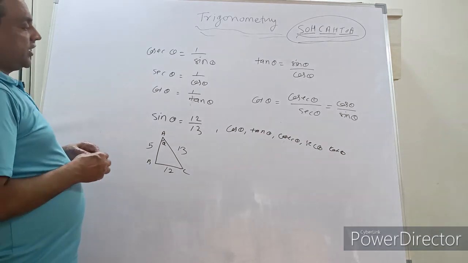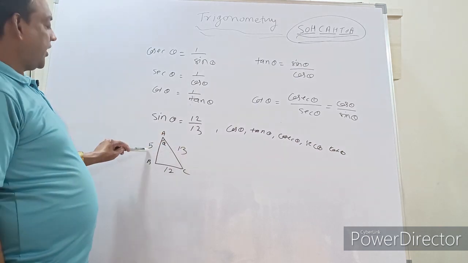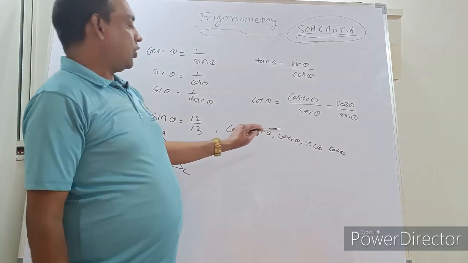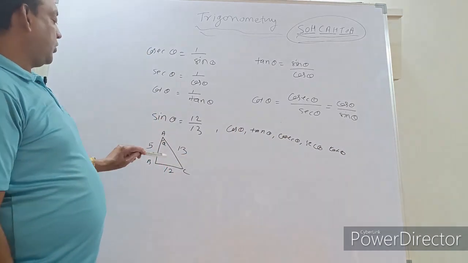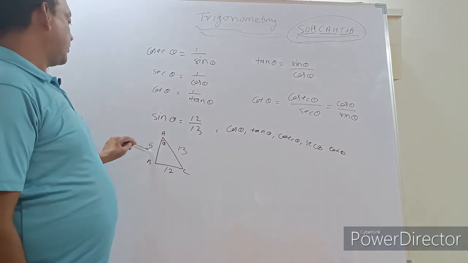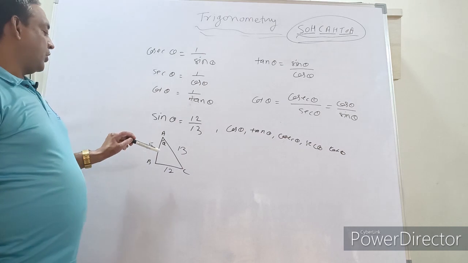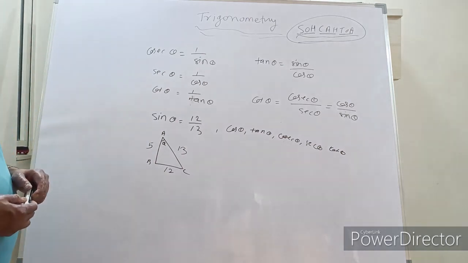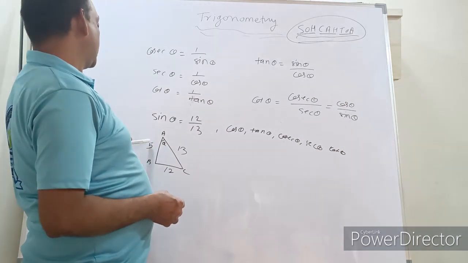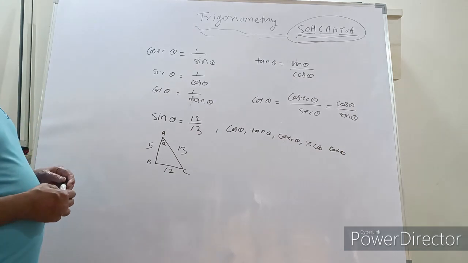Then cos theta is equal to adjacent upon hypotenuse, that is 5 upon 13. Tan theta is equal to 12 upon 5. Cosec theta is equal to 13 upon 12. Sec theta is equal to 13 upon 5. And cot theta is equal to adjacent over opposite, that is 5 over 12.